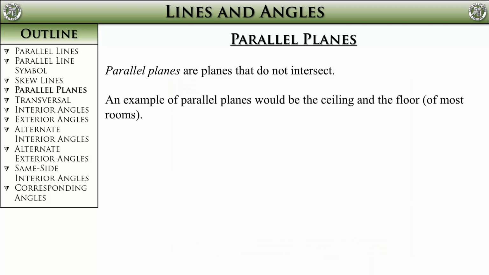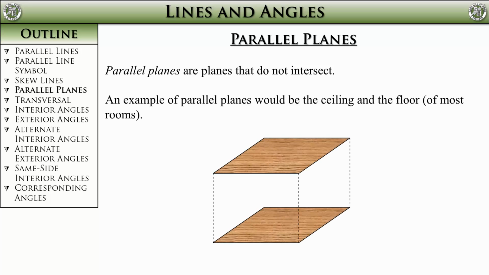An example of the geometric parallel planes we are talking about would be the ceiling and the floor of most rooms, assuming, of course, that they are correctly built perfectly parallel. In that case, the planes that contain the ceiling and floor would go on forever and never touch each other. Here is a picture example of parallel planes. Here I have attempted to kind of show a parallel ceiling and floor.